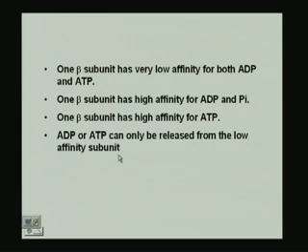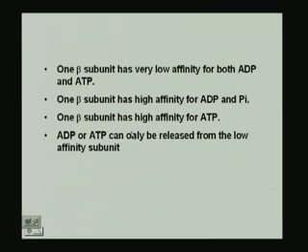Okay. Now, one beta subunit has low affinity for both ADP and ATP. So, they will be irreversibly associated with the unit. One beta subunit has high affinity for ADP and Pi. So, it is going to take in the substrates, right.